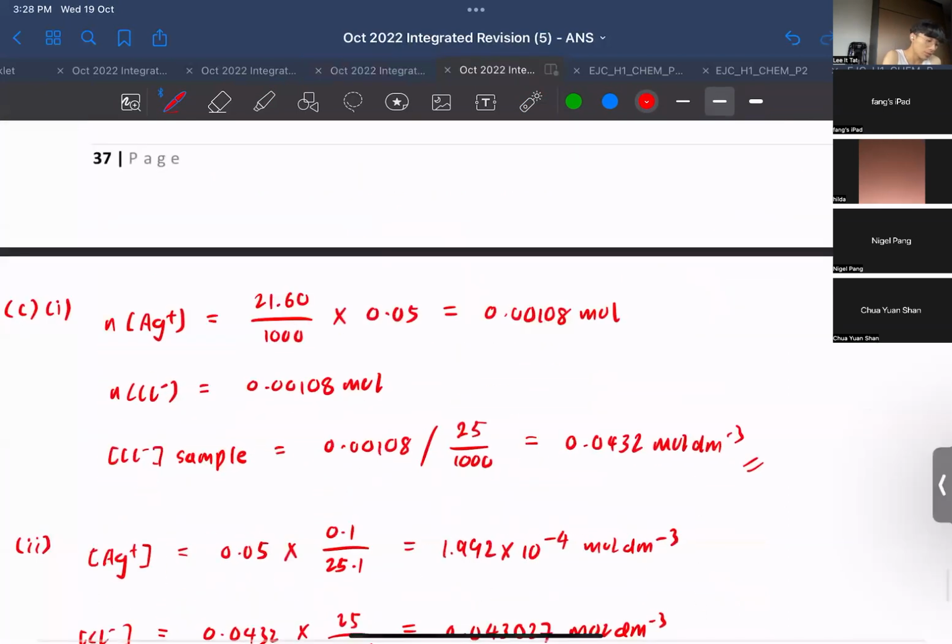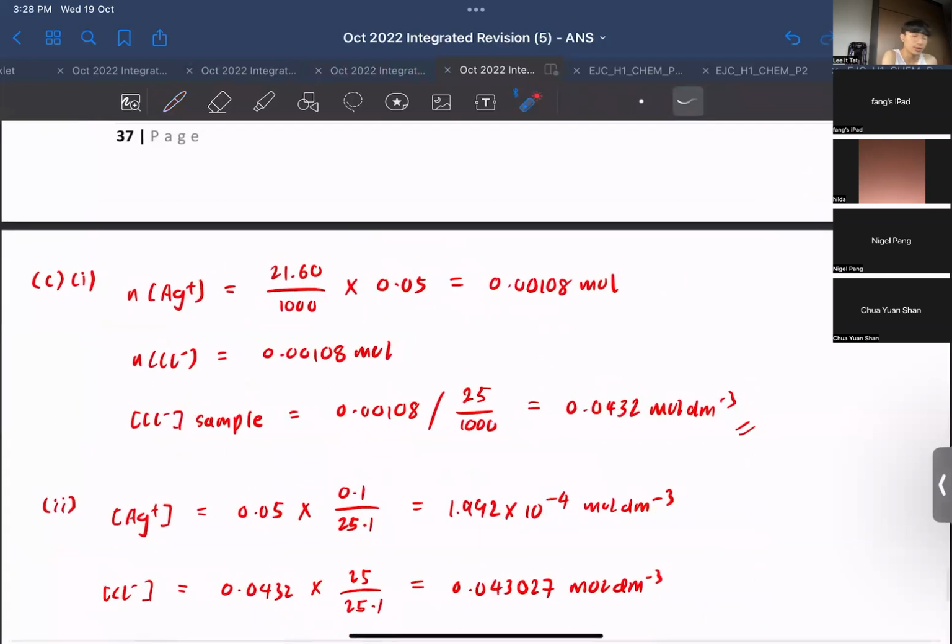Ag+, Cl-. For Ag+, the initial concentration is given to us in the question, but I'm only adding this volume of it inside. This is the total volume. This is the new concentration. It's way lower, because you are now putting a small volume in a very big mixture. Cl-, on the other hand, doesn't change much because most of it is already Cl-. You're diluting it only by a small little bit. So that's the new concentration.